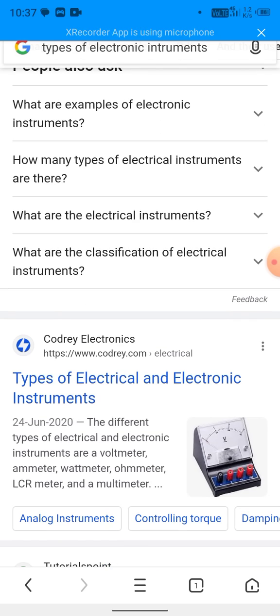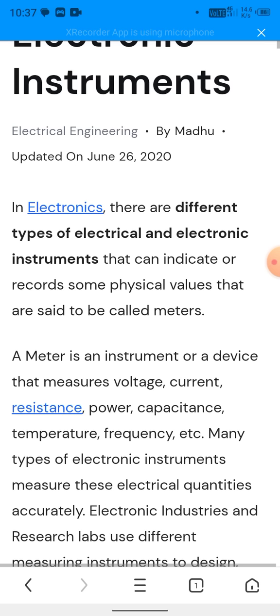Types of electrical and electronic instruments. The different types of electric and electronic instruments and wattmeters. In electronics, there are different types of electric and electronic instruments that can indicate or record some physical values, which are called meters.